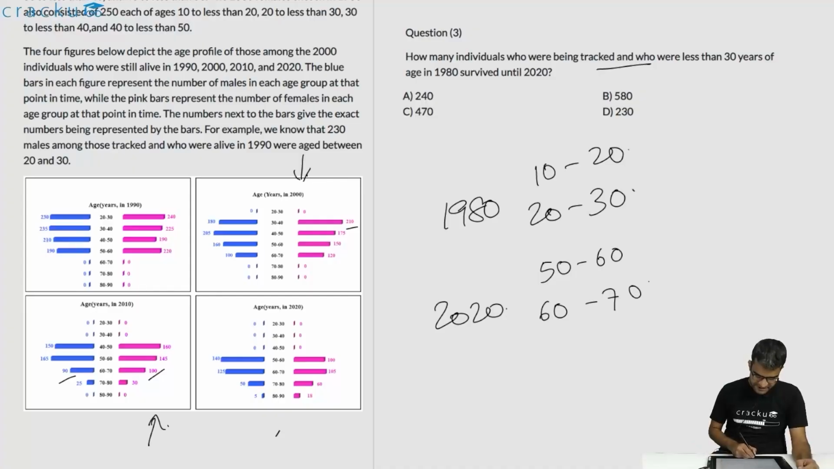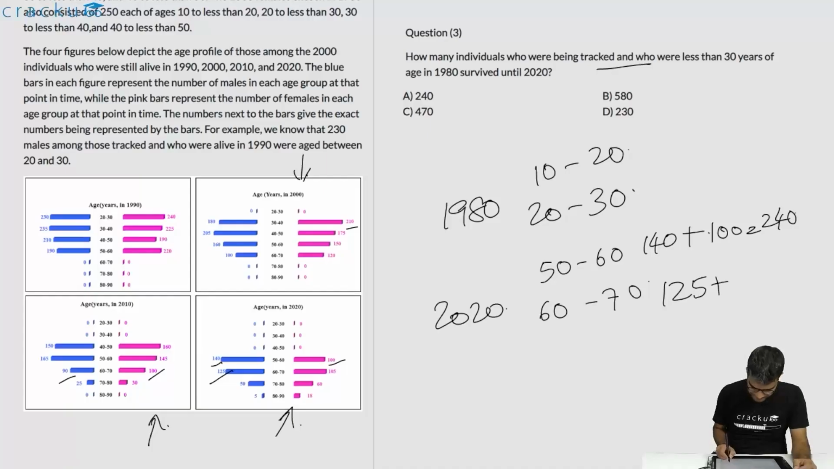In 2020, that is in this bar chart, how many men between 50 to 60 are alive? That is 140. And how many women are alive? That is 100. So 240 are alive. And amongst 60 to 70, it is 125 men and 105 women. This is 230. So the total number of people who are less than 30 years old in 1980 who are alive in 2020 will be 240 plus 230, which is 470.